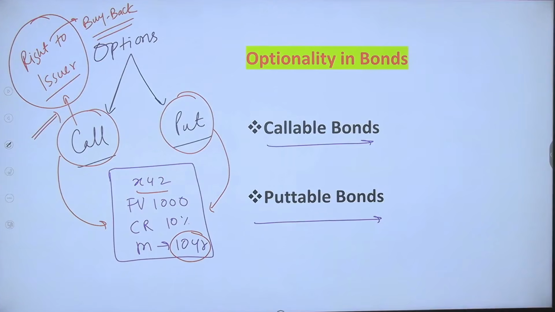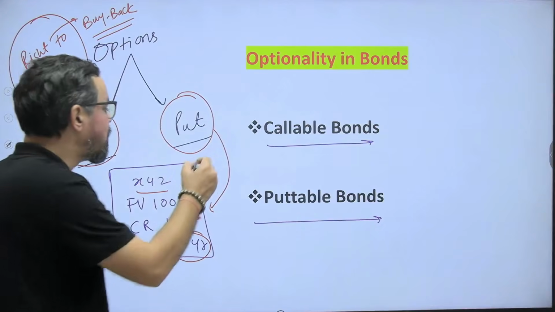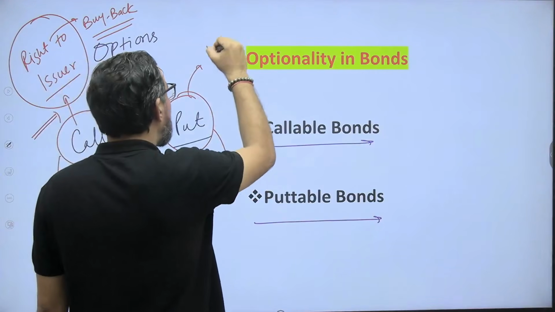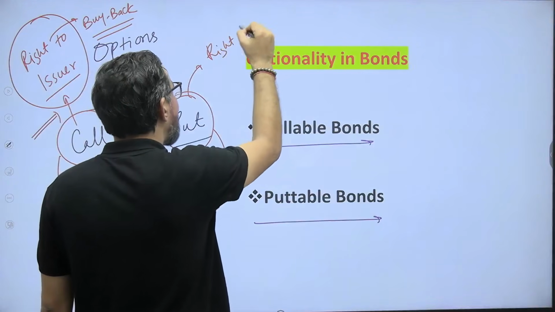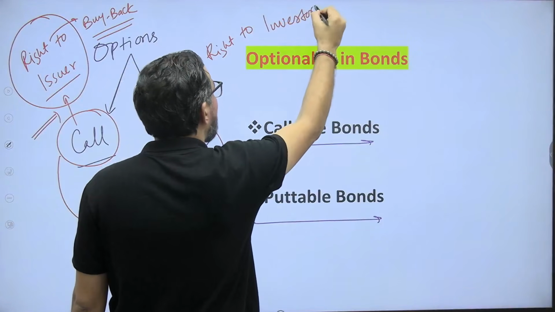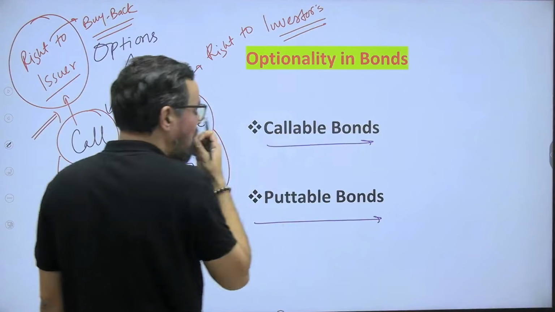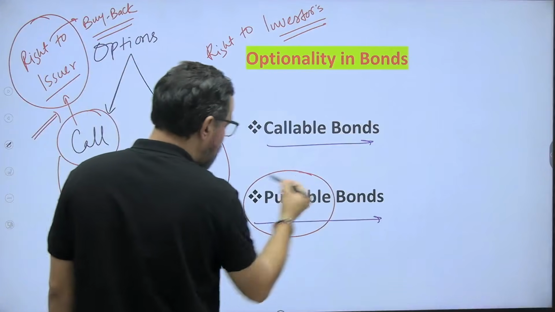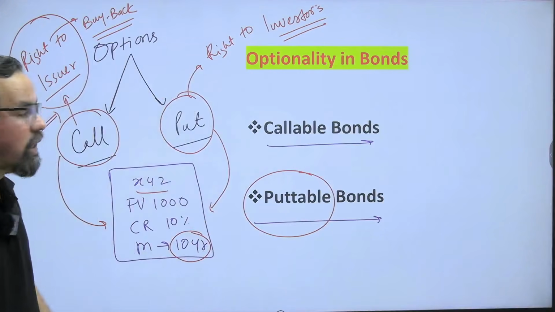So that is generally known as callable bonds. Now, when it comes to putable bonds, which generally give the right to the investors of those particular bonds, they have the same right.